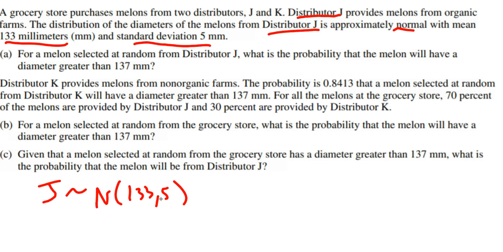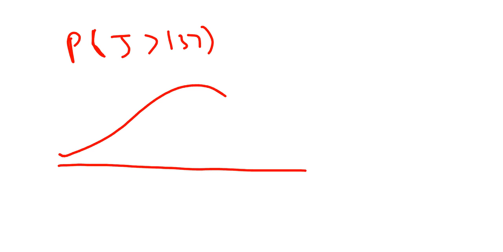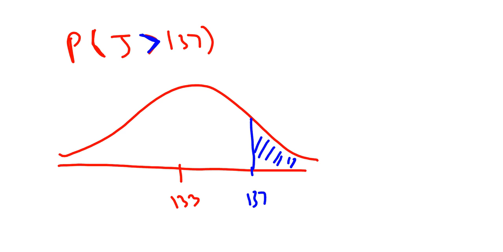And in part A, they're just asking what's the probability that a melon from distributor J would be greater than 137. So the probability that J is greater than 137, well, if we were to draw a picture of that, it looks something like this. We put the mean of 133 in the middle. We then know that 137 is out here somewhere. And since we want greater than 137, we shade to the right. We just want to get the area in this region.